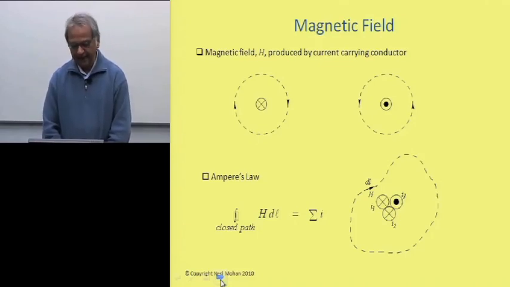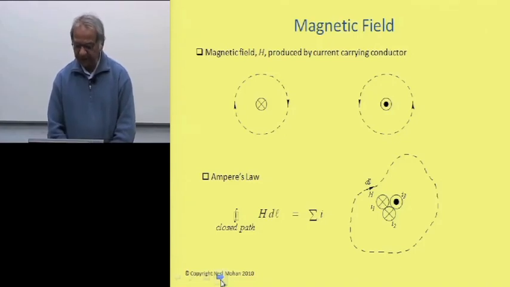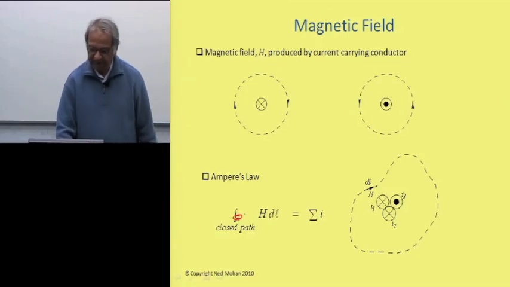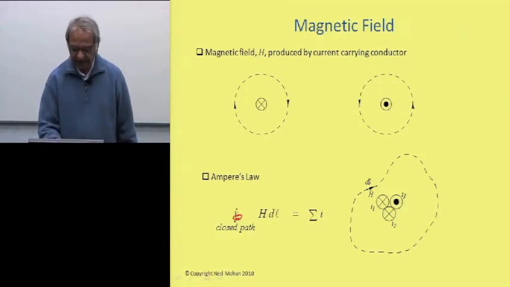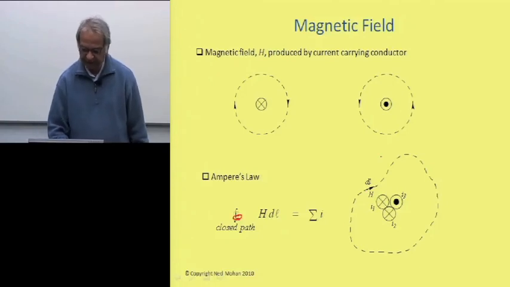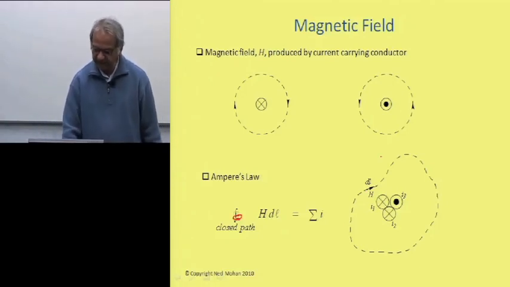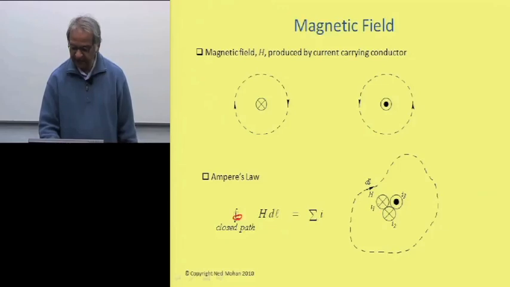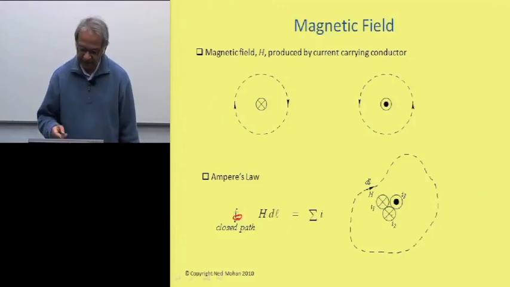counterclockwise direction. And Ampere's law says that if you have a closed path, as shown here by this dotted curve, and this is really a symbol here, it didn't show up, a closed path, and you take the magnetic field intensity H and integrate it over this closed path, then it is equal to the sum of all the currents enclosed. In this example, you have I1 and I2 going into the plane and I3 coming out.